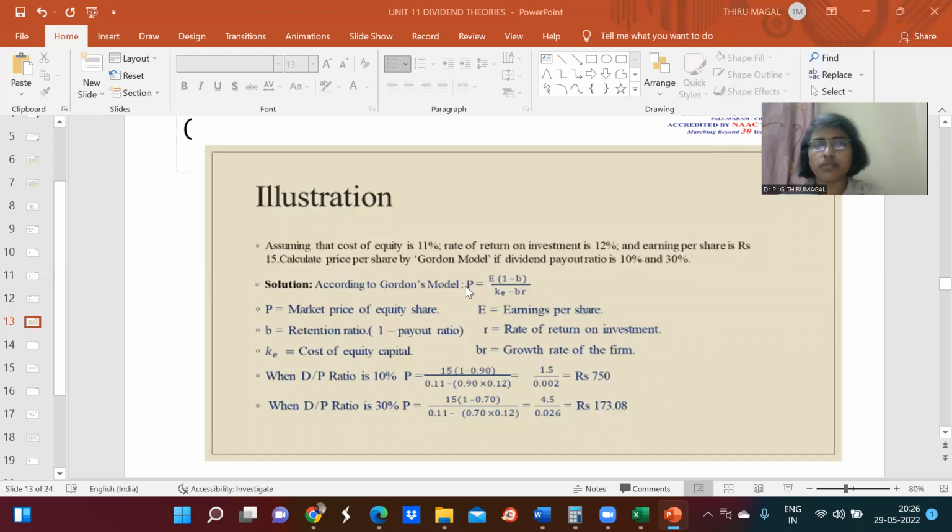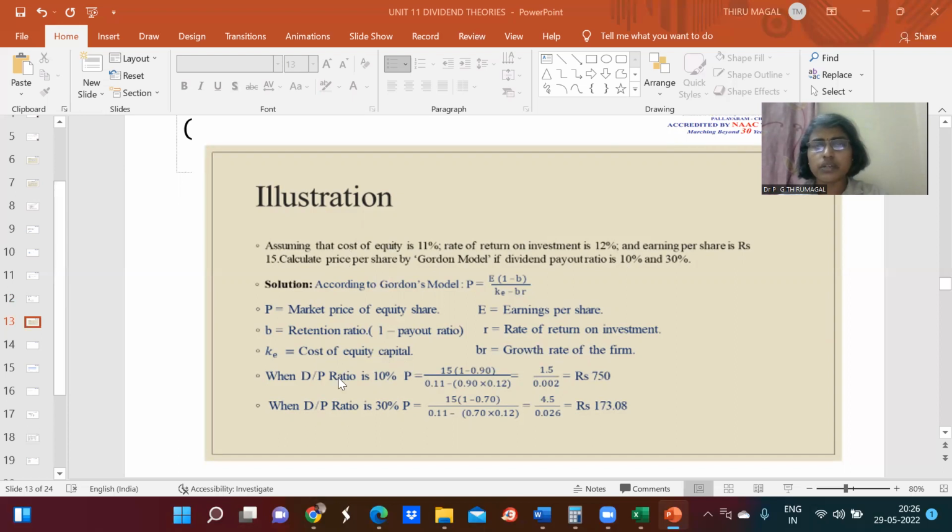And this is the formula for the Gordon model: P equal to E into (1 minus B) divided by (K minus BR). Okay. So now P means price of the share, E means earnings per share, B is retention ratio, R is return on investment, or what we can say is internal rate of return, K means cost of equity capital. Normally it is K, meaning cost of capital. Here, since it is given in the name of cost of equity, we use KE, cost of equity capital. And BR is nothing but the growth rate. So here B is the retention ratio, R is the rate of return.